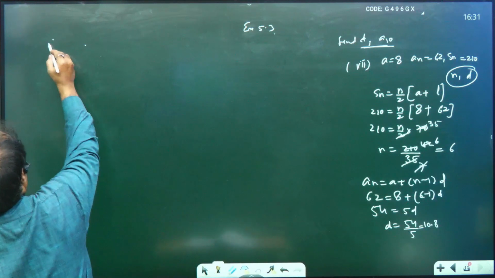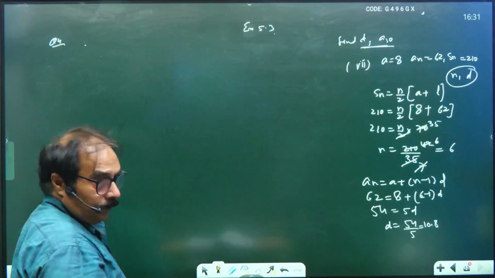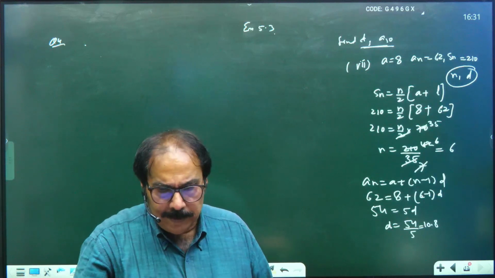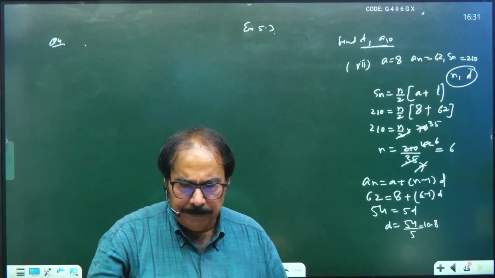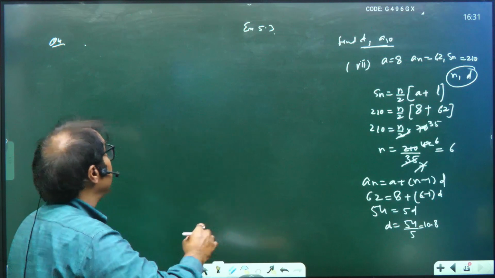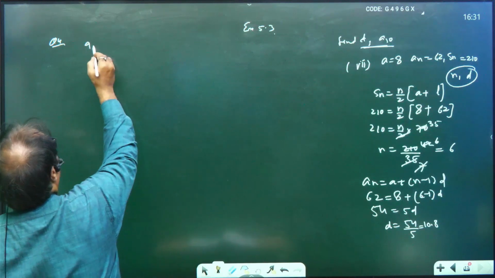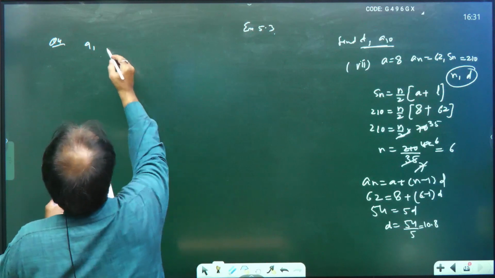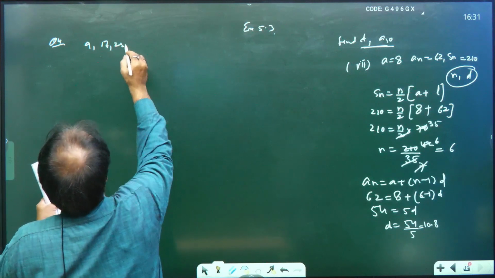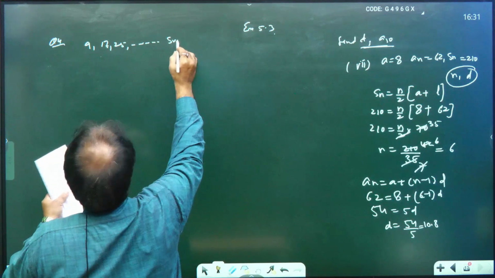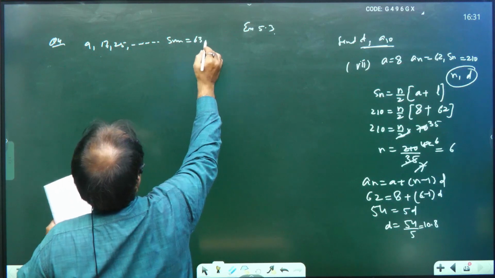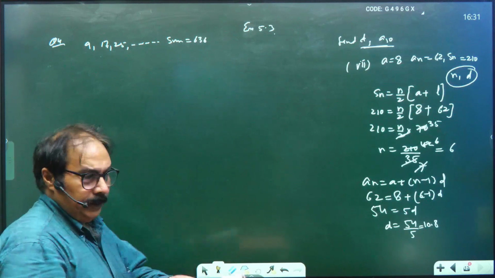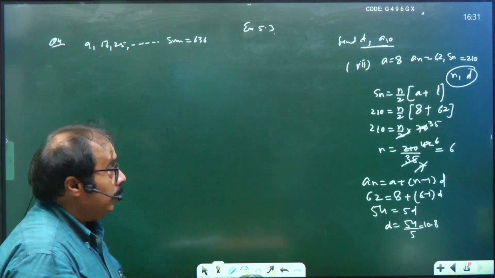Okay. Now the next question is question number 4. How many terms of this AP must be taken to give the sum? The AP is given, I am just giving the hints. The AP is 9, 17, 25, and the sum is given as 636. How many terms means we have to find n, right?